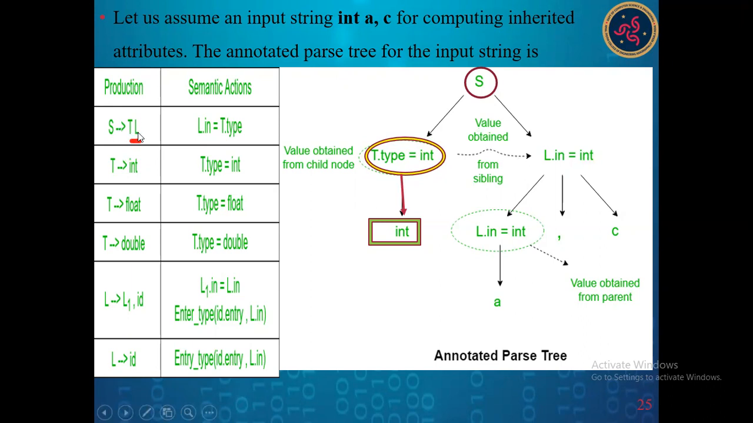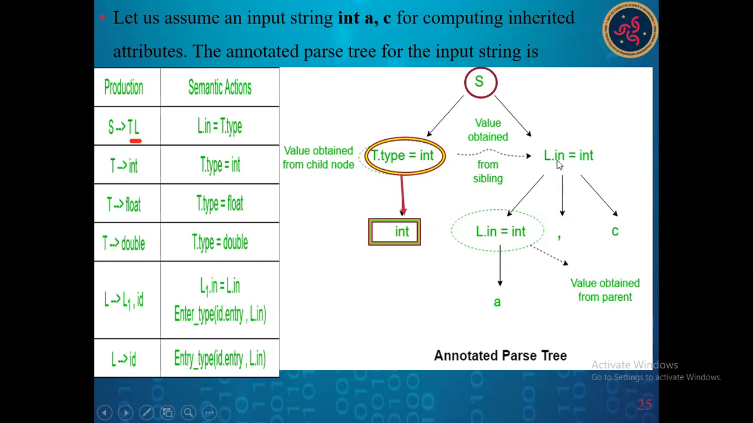For L.in, it is an inherited attribute, right? Here we have taken the non-terminal that is to the left of this symbol L. So T is situated at the left of the non-terminal L. Here we got a value for L.in from the attribute T.type. This is a synthesized attribute because T.type got a value from the child node, right? This is a child node for this attribute. So we can say that type is a synthesized attribute.